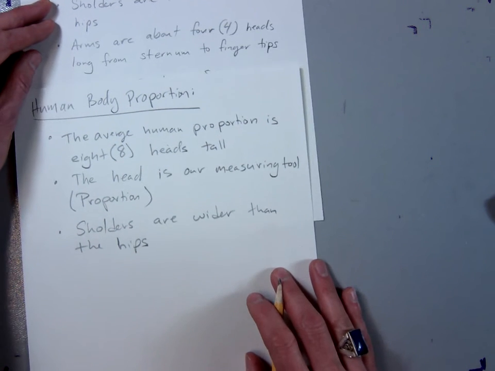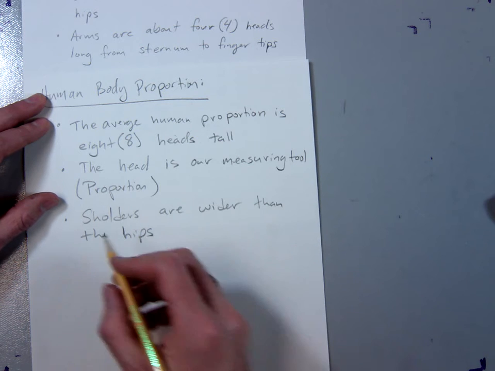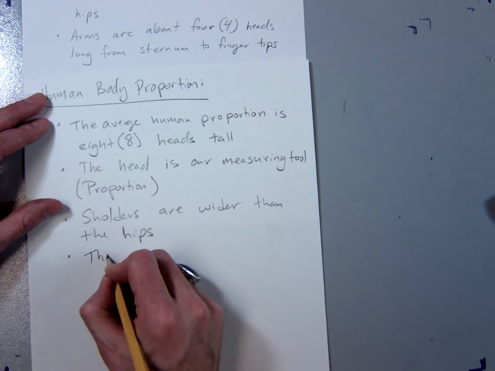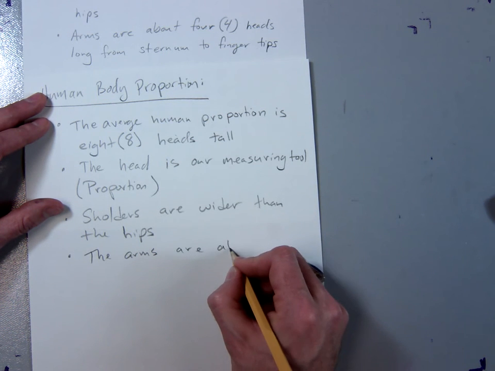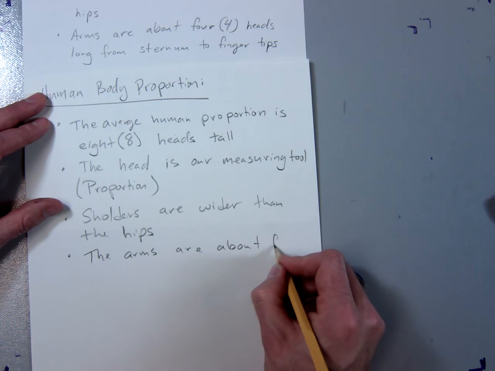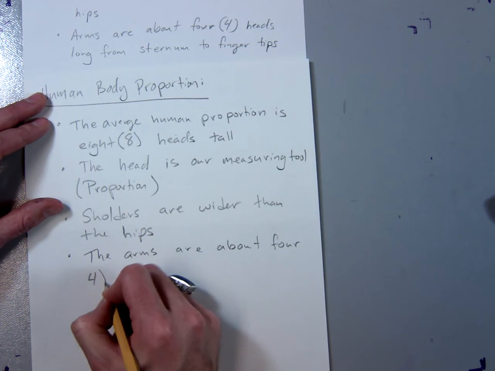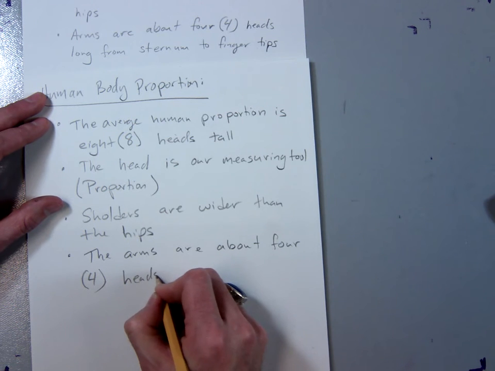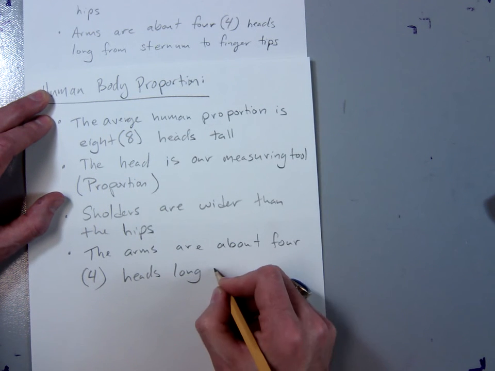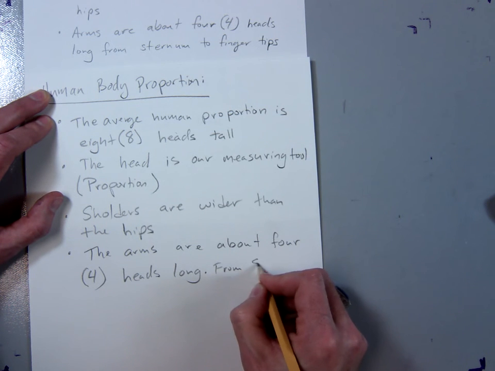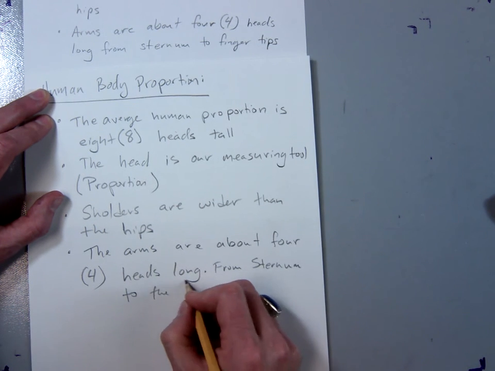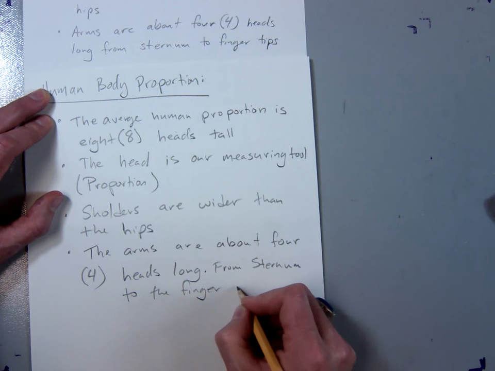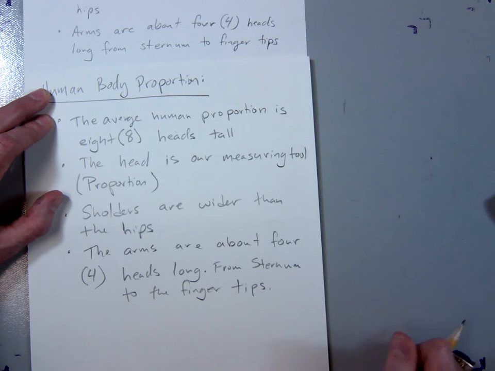All right. Next, the arms are about, again, this is an average, about 4 heads long. And that 4 heads is from the sternum to the fingertip. Okay.